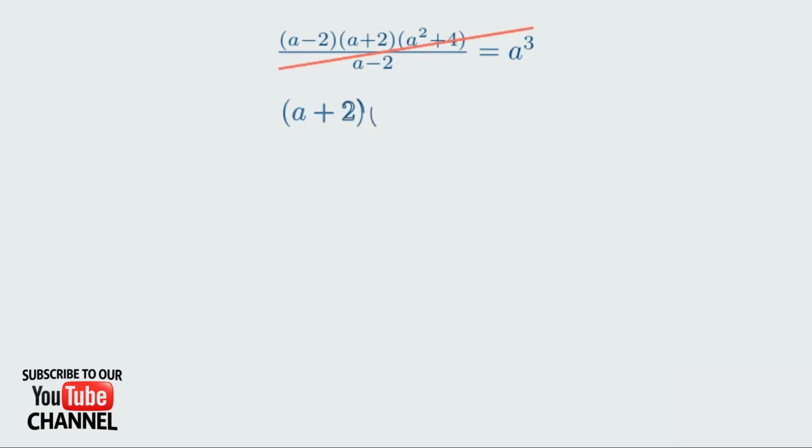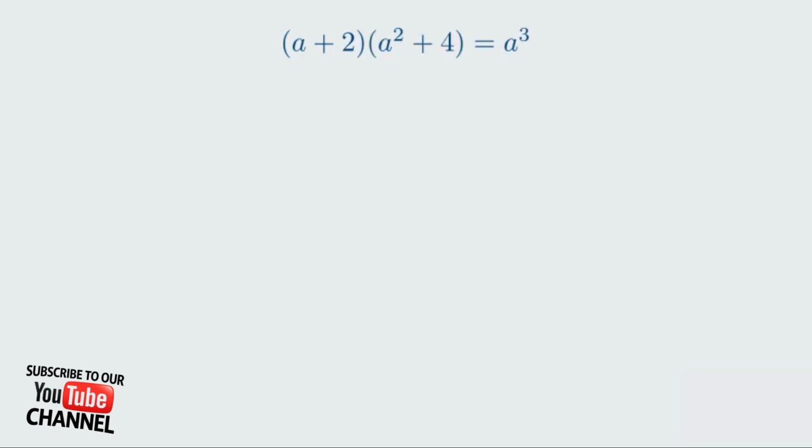This leaves us with a much simpler equation: (a + 2)(a^2 + 4) = a^3. Notice how our condition, a is not equal to 2, was essential for this cancellation. Our next step is to expand the left side using the distributive property, or FOIL. We multiply a by a^2, then a by 4. Then we multiply 2 by a^2 and 2 by 4. This gives us a^3 + 4a + 2a^2 + 8.